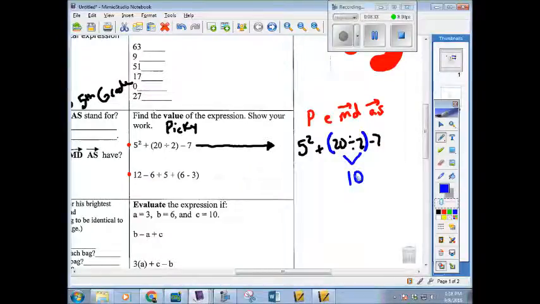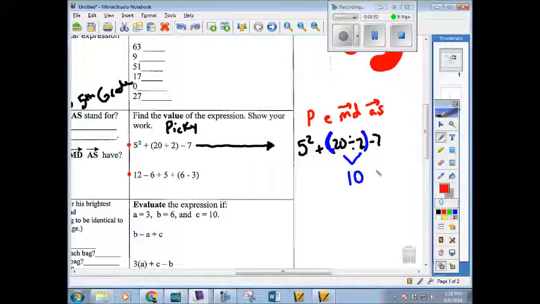Now, once you've gotten whatever's inside of the parentheses, which I have in blue, down to one number, I can get rid of those parentheses. I don't have to keep them on there anymore. Now, what a lot of you are going to want to do is do this next and then start skipping steps.